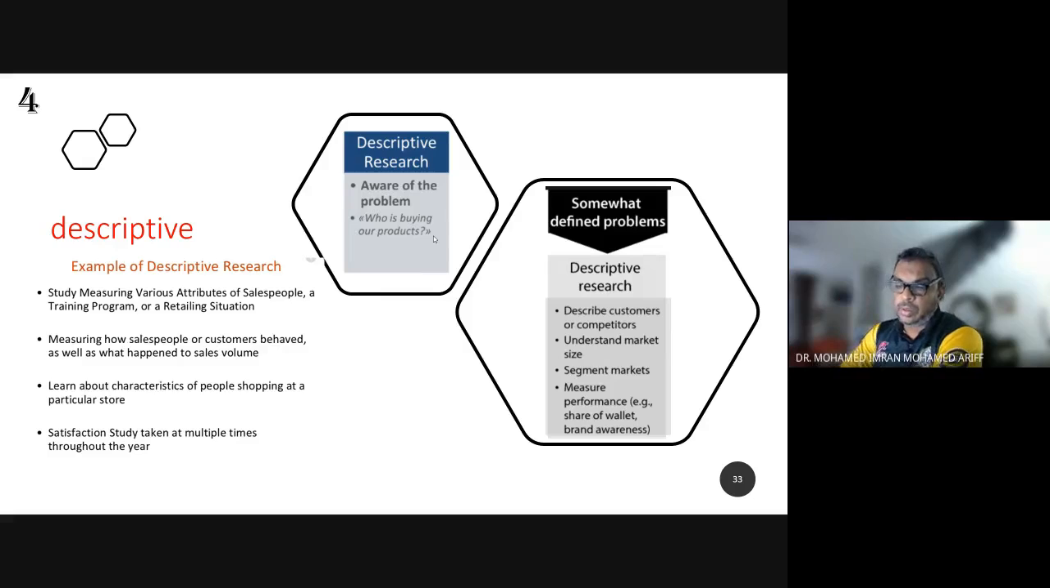These are exploratory. Next we move to descriptive. Descriptive is the simplest. We are studying measures of various attributes of salespersons, training programs or retail situations, measuring how salespersons or customers behaved, as well as what happened to sales volume. In descriptive research, you are aware of the problem, but who is buying our products? We are aware of the problem of contamination in the Selangor River. Who is contaminating this river? That is descriptive.